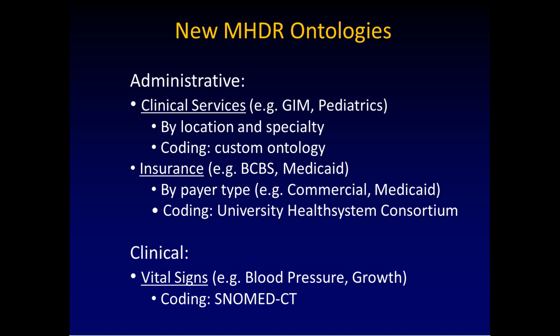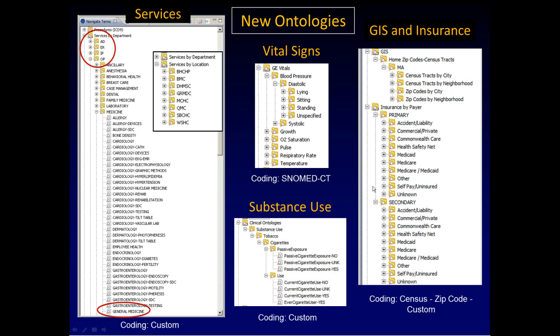And we also created a new clinical ontology to allow us to map vital signs like blood pressure and height and weight to standardized SNOMED codes. And these new ontologies look something like this.